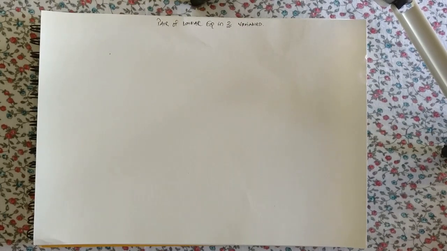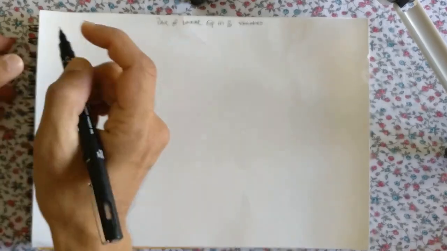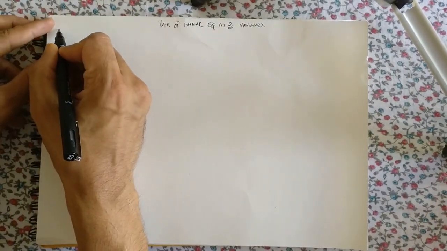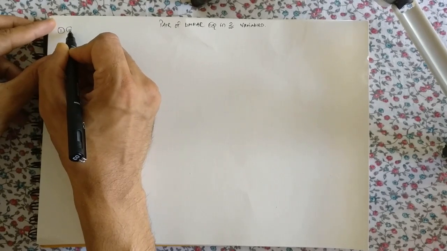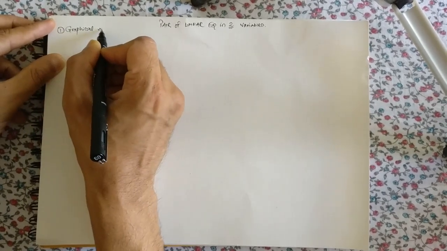Pair of linear equations in two variables. So far we did a method of solving linear equations in two variables, that is the graphical method. So the first method which we finished was the graphical method.